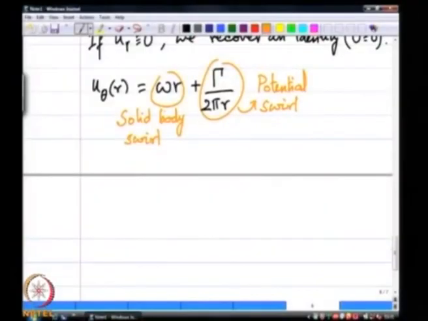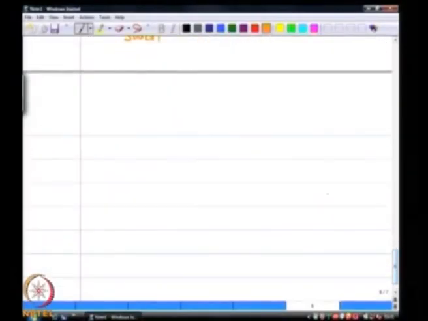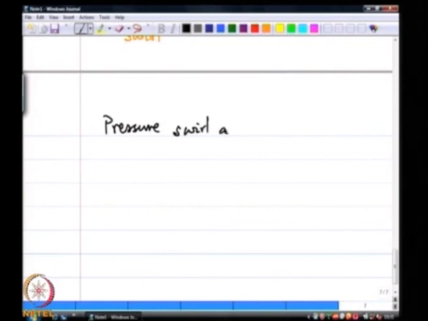Okay. So, now let us go back to a pressure swirl atomizer and see what the basic construction of a pressure swirl atomizer looks like, and see where this theory would come in handy.